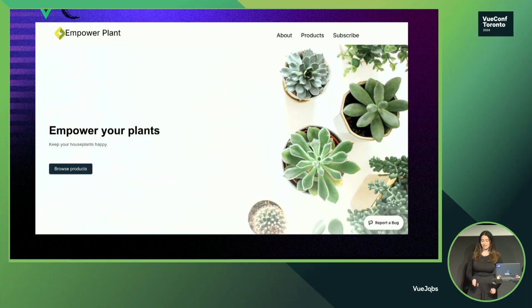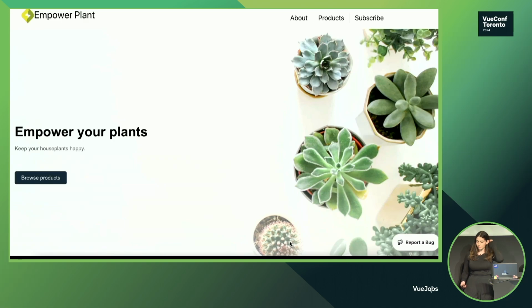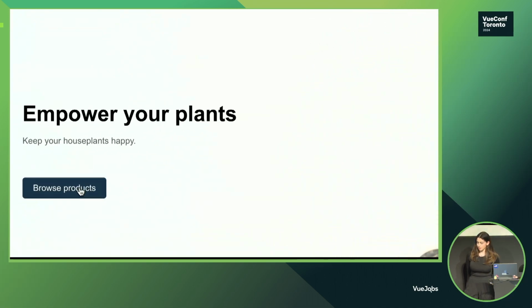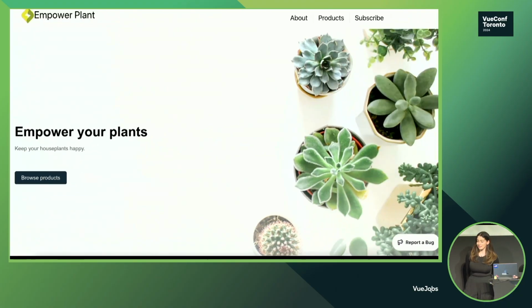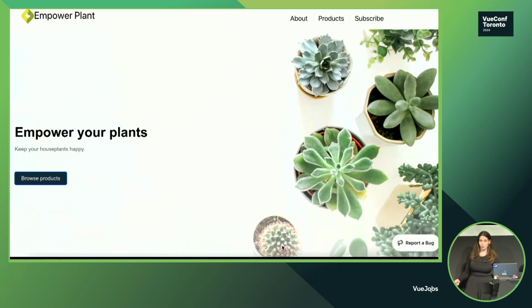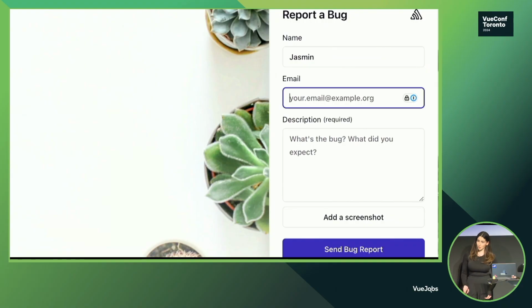So we'll be debugging this e-commerce site. It's, of course, built with Vue and Flask. It is very real. It's a store called Empower Plant, and as the name suggests, you can buy different things for your plants. So let's go ahead and browse some products. Okay, well, that's weird. It seems like I'm clicking this Browse Products button and nothing is happening. There's no feedback on the screen. That's pretty annoying. However, I do notice that there is a floating Report a Bug widget, and I'm gonna go ahead and let the Empower Plant folks know that their button is broken.